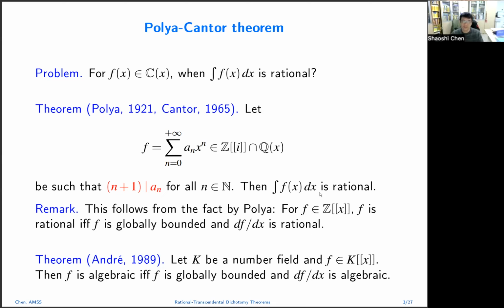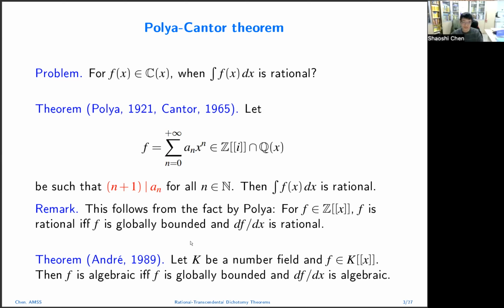So this includes the log. And this actually follows from a very well-known fact by Polya. Polya showed that if you have a power series with integer coefficients, then this series is rational if and only if the coefficients are globally bounded. I will not give the definition for this, but basically this means you have a non-trivial convergence radius. And another condition is, if the derivative of this is rational, then the original is rational. So that's the proof of this.